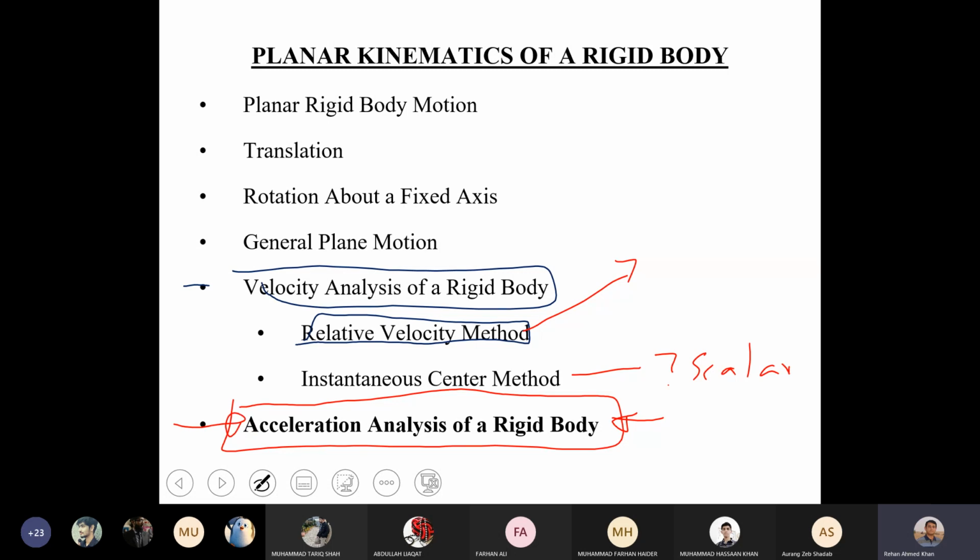सिंस वी आर स्टडिंग द प्लेनर काइनेमेटिक्स ऑफ अ रिजिड बॉडी और उसमें हम जनरल प्लेन मोशन की बात कर रहे हैं, जनरल प्लेन मोशन में हमने वेलोसिटी का देखा कि किस तरह हम वेलोसिटी को रिलेट कर सकते हैं, इसी तरह एक्सेलरेशन कैसे हमें रिलेट करनी है, कैसे हमें डिटरमिन करनी है उस रिजिड बॉडी की जो कि जनरल प्लेन मोशन कर रही है, थोड़ा सा इस हवाले से बात करते हैं.